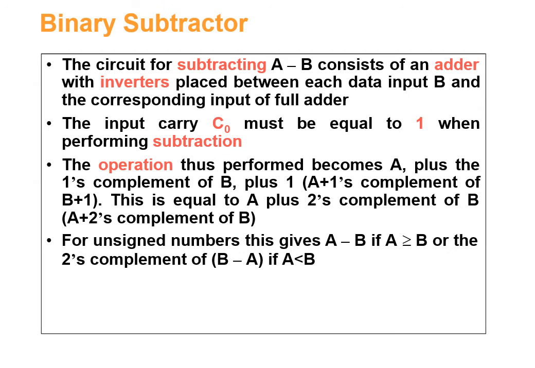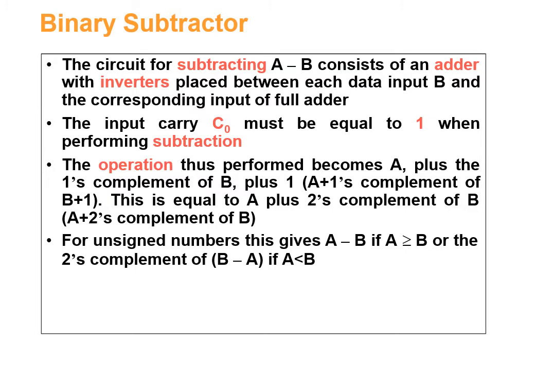The circuit for subtraction A minus B consists of an adder with inverters placed between each data input B and the corresponding input of the full adder. The input carry C0 must be equal to 1 when subtraction is performed. The operation thus performed becomes A plus the 1's complement of B plus 1. This is equal to A plus the 2's complement of B.